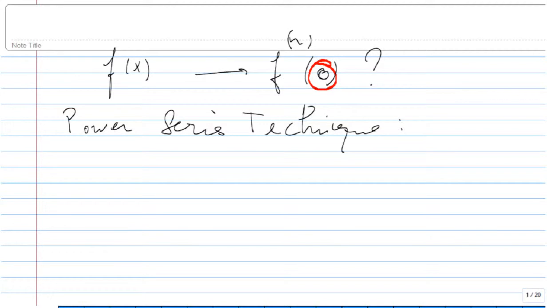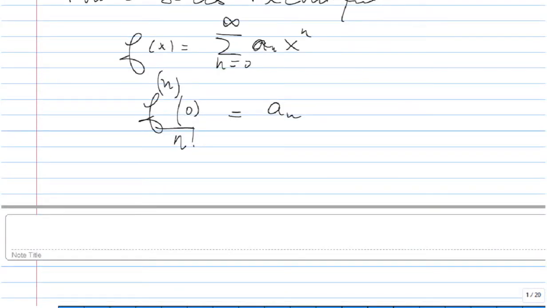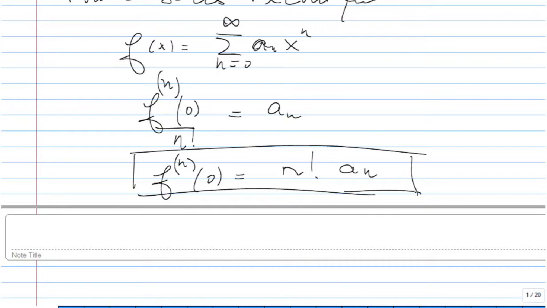Once we have f of x equal to the sum of a_n x^n from 0 to infinity, this is the power series. We found the power series. So we know from the Taylor series that the nth derivative at 0 is related to a_n. If we know the coefficients a_n from the power series technique, the nth derivative will be n factorial times a_n. That's the formula.